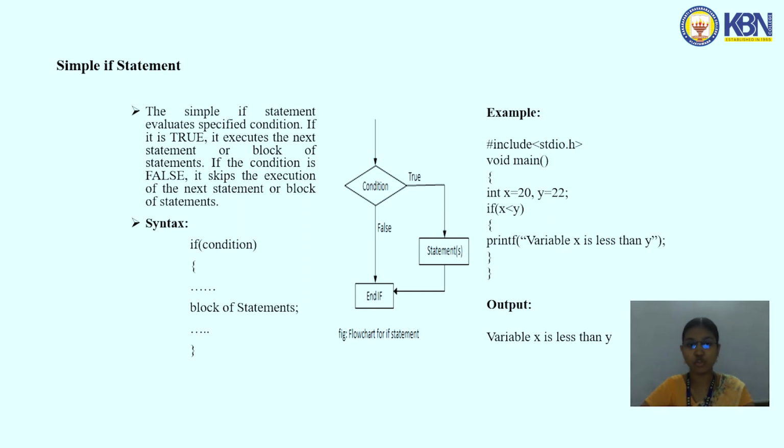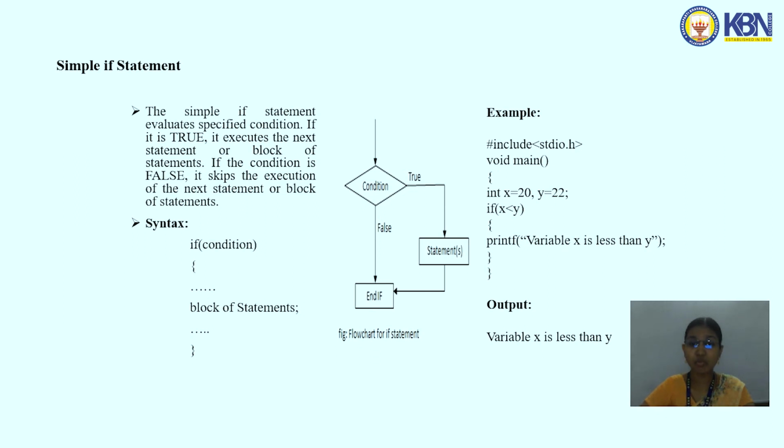Let us see the flow chart. If the condition is true, it goes to the statement. Otherwise, if the condition is false, it goes to the end if. Let's see the example. #include <stdio.h>, which is a header file. The main function is where execution starts. Next, we declare the variables x with value 20 and y with value 22.